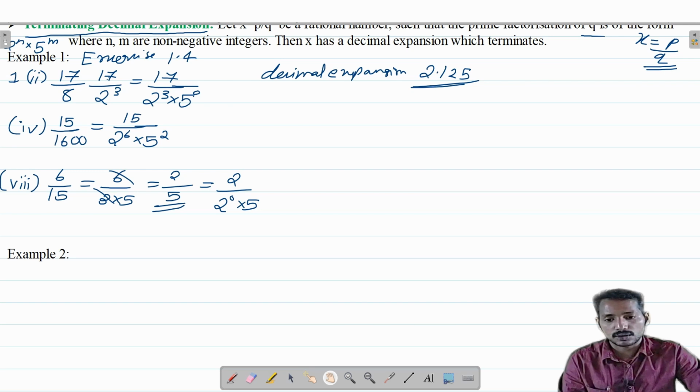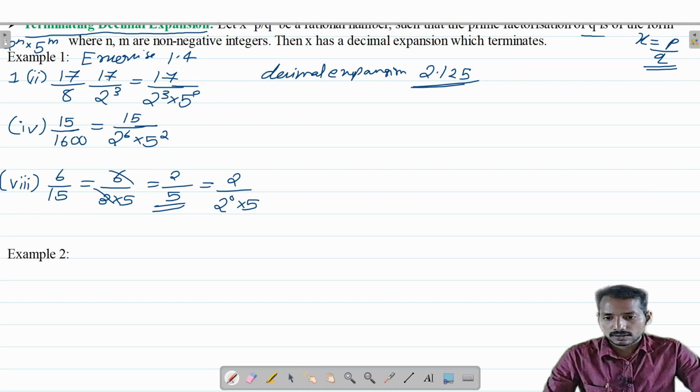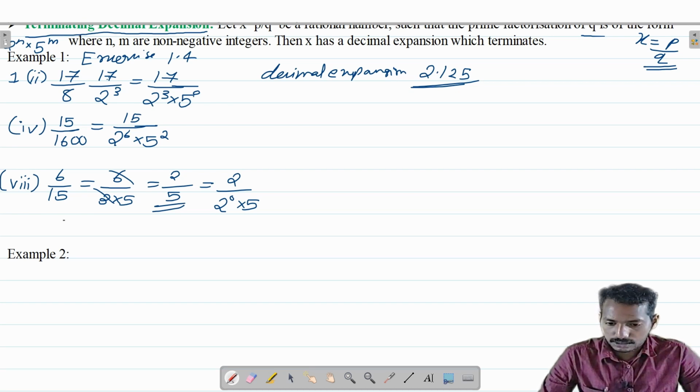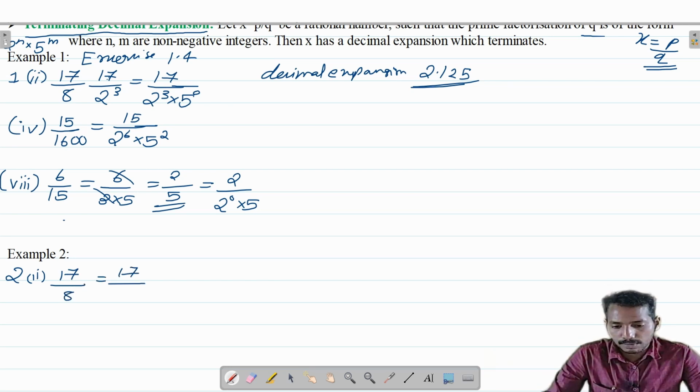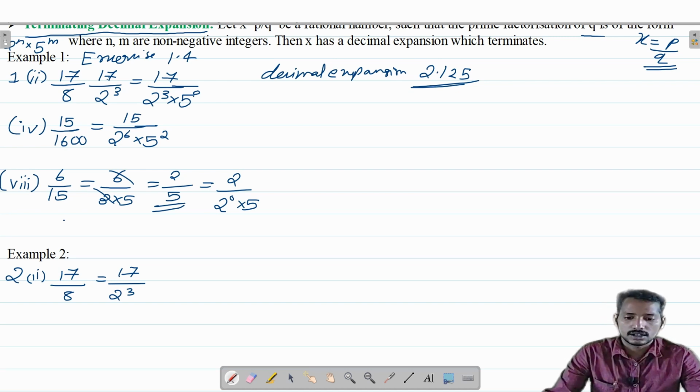So I'm going to discuss exercise 1.4, question number 2. Same options I am taking here. Question number 2, option number 2 I am going to take: 17 divided by 8, where the denominator is 2 cube. To write the decimal expansion without long division, we just convert the denominator into the form of an exponent of 10. For that, you just multiply by 5 cube and divide it by 5 cube.